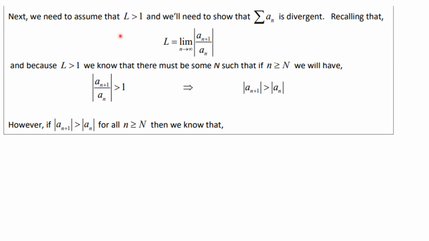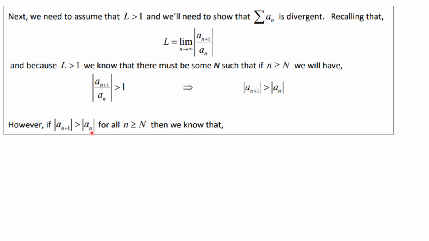Now, we only did part of that, though. We said, well, what happens if L is bigger than 1? Well, if L is bigger than 1, you'll see that these are increasing. Because L is bigger than 1, there must be some n such that this is bigger than 1, because the limit is bigger than 1. And so that means that this is true, and that means it is an increasing sequence.